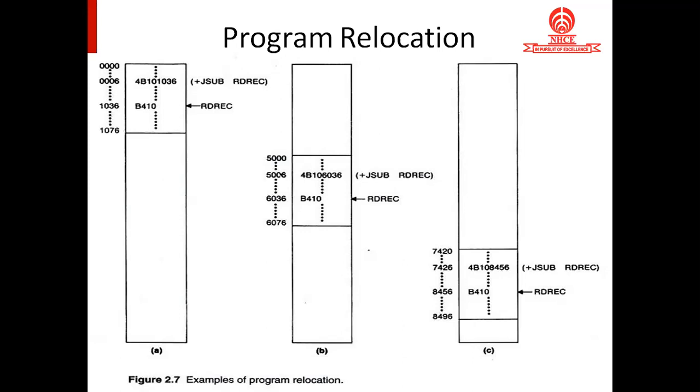So for the same instruction JSUB RDREC, which is mentioned in all three diagrams, if you look at the object code for those instructions, the object code is getting changed. Especially at the place where the address of the RDREC has to be, the address is getting changed, right? So this is the change that has to take place in the object code.